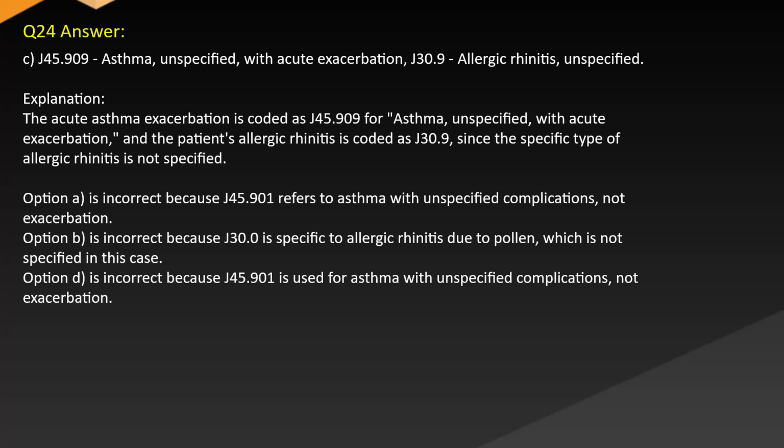allergic rhinitis is coded as J30.9 since the specific type of allergic rhinitis is not specified. Option A is incorrect because J45.901 refers to asthma with unspecified complications, not exacerbation. Option B is incorrect because J30.1 is specific to allergic rhinitis due to pollen, which is not specified in this case. Option D is incorrect because J45.901 is used for asthma with unspecified complications, not exacerbation.